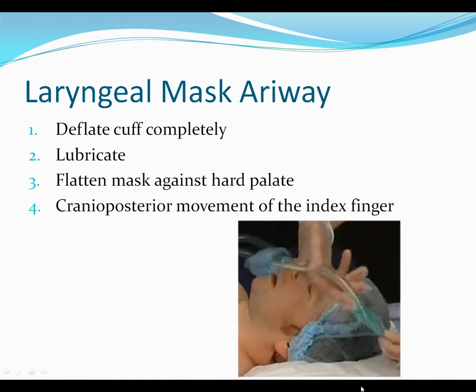He says, deflate the cuff. And they describe this as the way you insert the LMA mirrors how people normally swallow. So what you do is you run the LMA up along the top of the palate and then down into the back of the throat. So deflate the cuff completely, lubricate the top of the cuff right here, flatten the mask against the hard palate, and it's a cranio-posterior movement of the index finger. The way they tell you to hold it is with your index finger on that part of the LMA. You just run your finger up the hard palate.